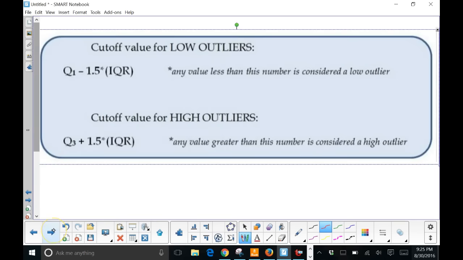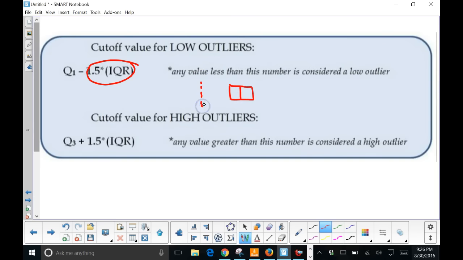So our rule is that we are going to take 1.5 IQRs and subtract it from quartile 1. That will give us the lower fence. And we're also going to take 1.5 IQRs and add it to the upper quartile. And that will give us the upper fence. And from there, we will now be able to decide what's unusual and what's not.